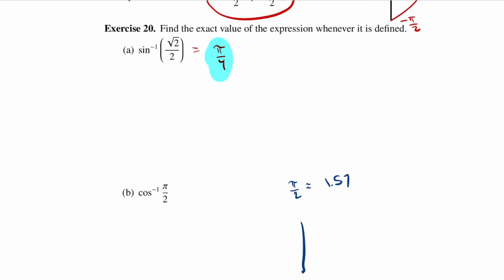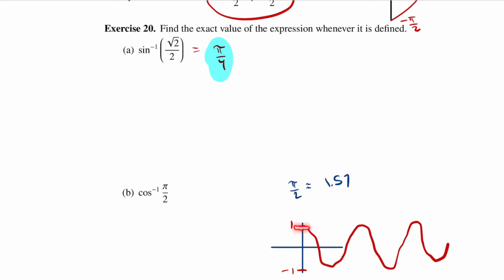1.57. And we know that cosine goes from 1 to negative 1, it oscillates back and forth. We know that the amplitude goes from 1 to negative 1. So, in other words, cosine can never reach that value because the highest value it can reach is 1 and the lowest is negative 1. So there is no such angle that has a cosine value of 1.57. So this is no solution.